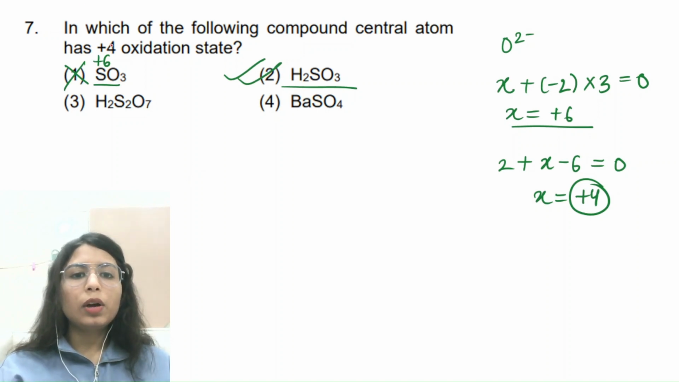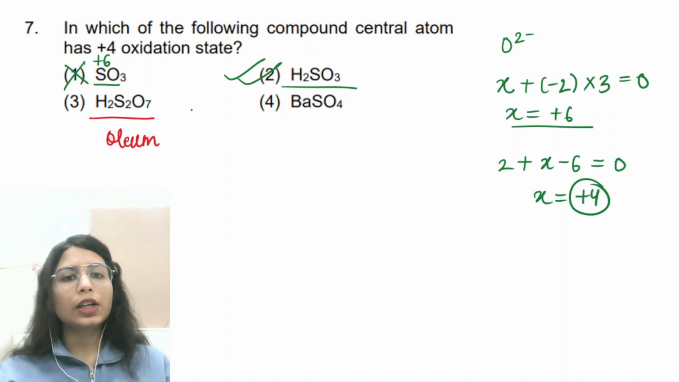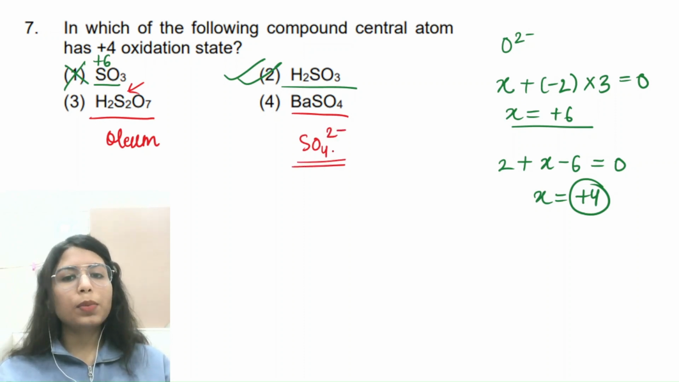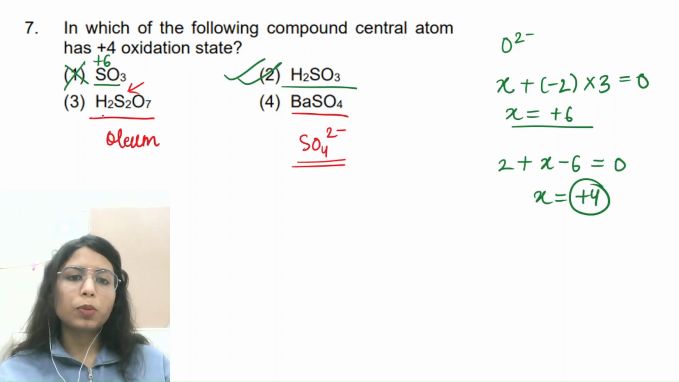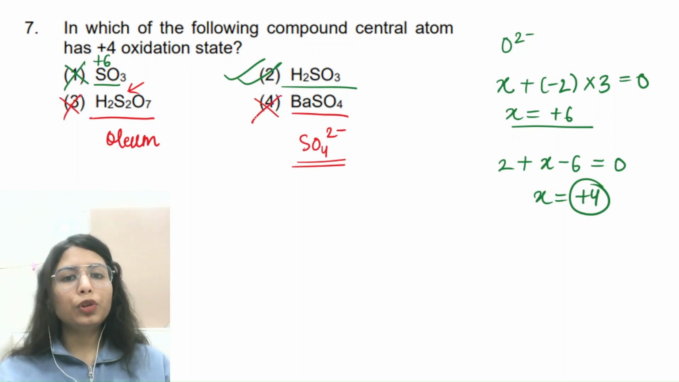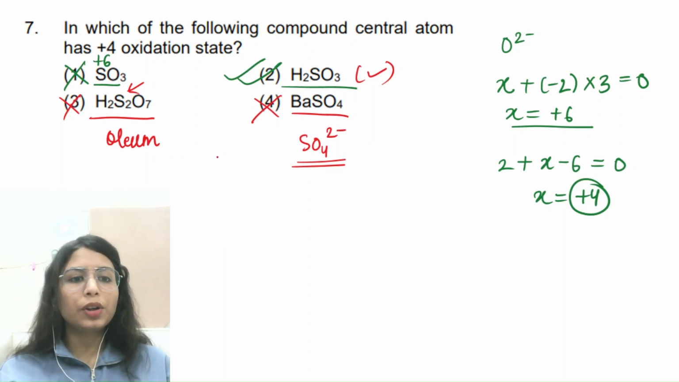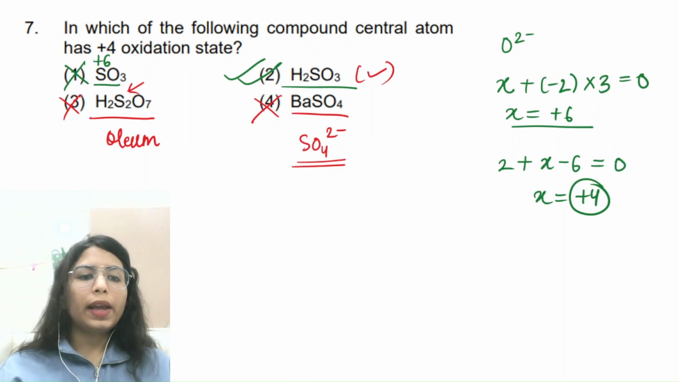If I talk about H2S2O7, this is nothing but your oleum, and this contains a peroxy linkage. You can calculate the oxidation state similarly here also in the case of sulfur, and in the case of barium sulfate it exists as the SO4 2- ion. So here also it has the maximum oxidation state of sulfur, that is +6, so this option would be incorrect. Similarly, the third and fourth would be incorrect, and my correct choice would be H2SO3. So I hope you understood this question. This was quite an easy question wherein you just need to find the oxidation state, and hence you will get your answer. Let us now move on to our next question.